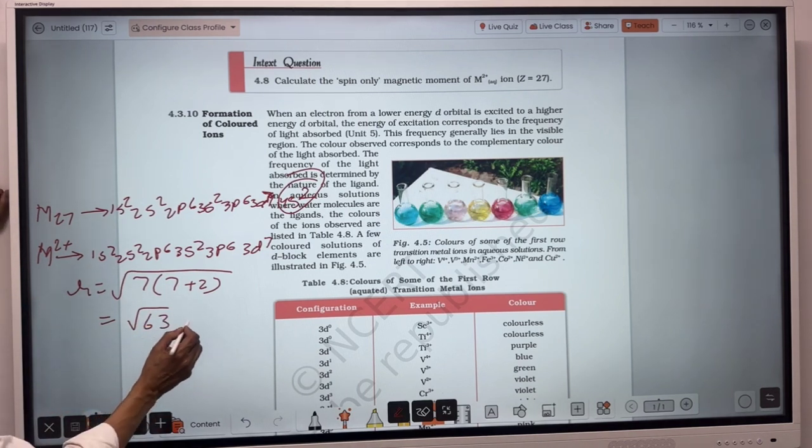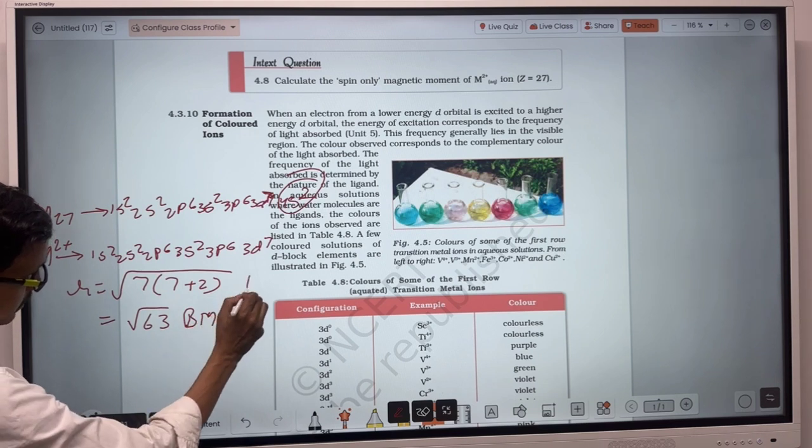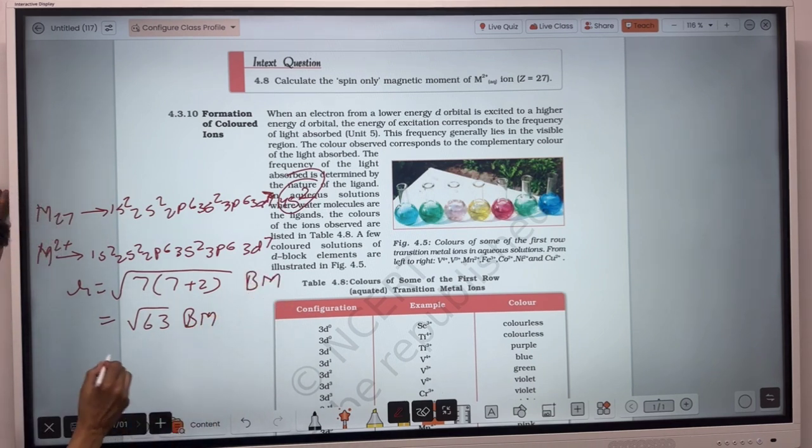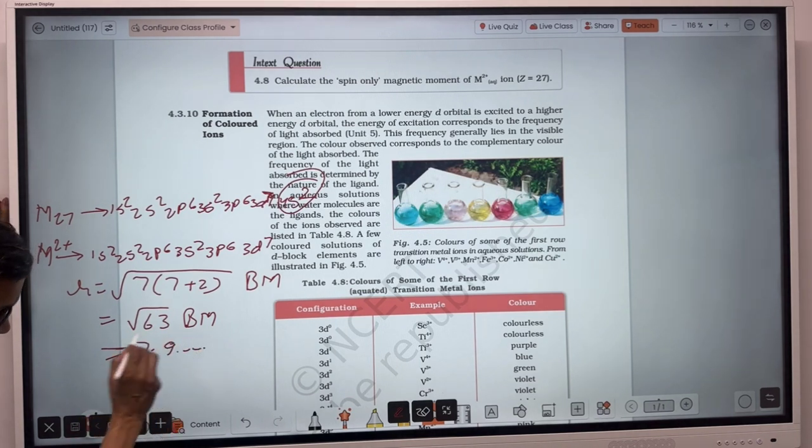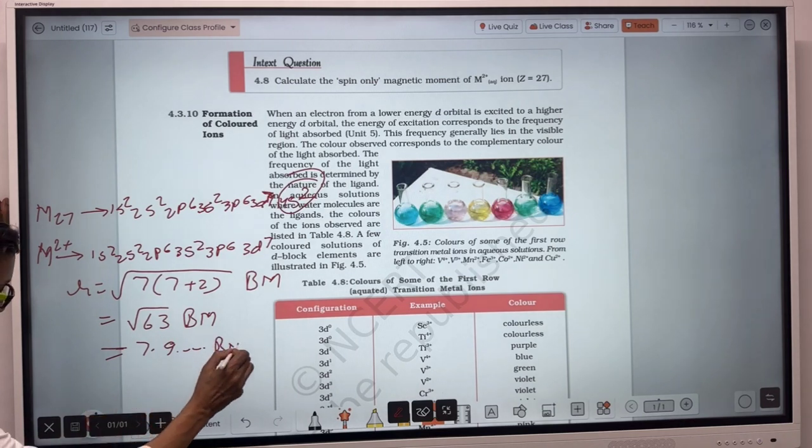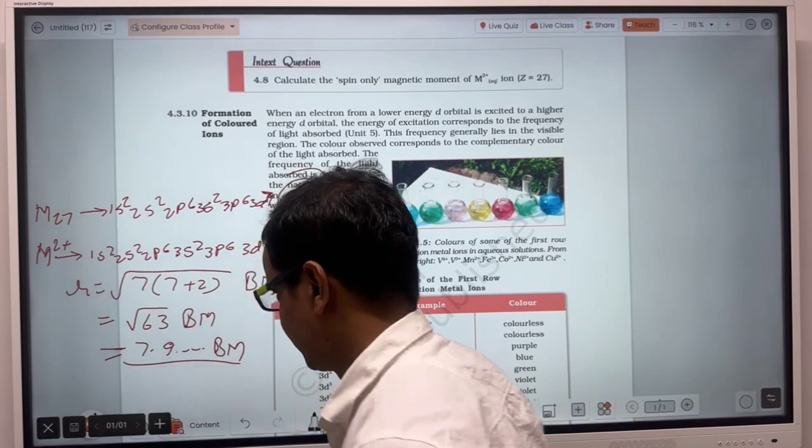So it is 7 point something Bohr magneton unit. 8 8 is 64, so something less than 8, so 7.9 or like that, Bohr magneton. So watch out in the options in the NEET examination.